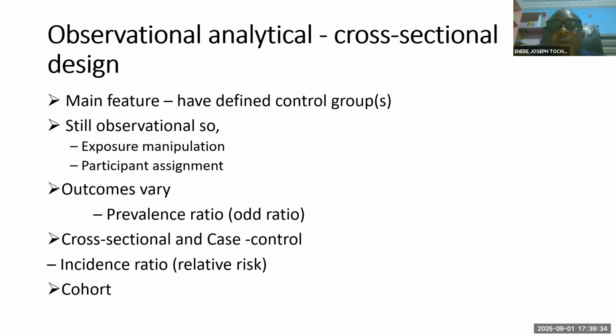Now, we have the optional analytical cross-sectional study, where you have a defined control. It's still observational because there is no exposure manipulation or participant assignment. When you finish this study, you may get either an odds ratio or relative risk. Let's look at those studies in detail.